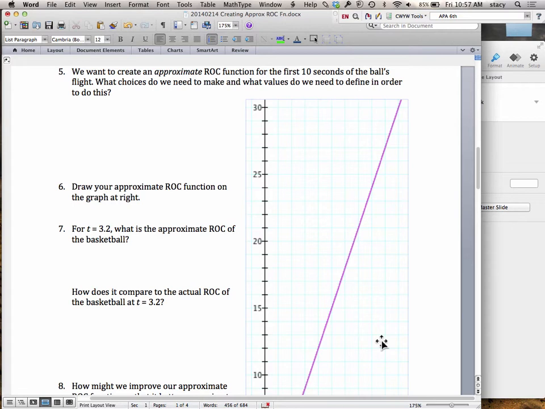Okay. All right. So again, the big picture idea was I gave you a rate of change function that is changing, right? That's the complicated situation. So this graph is a changing rate of change. I want to approximate it with a piecewise constant rate of change function. So if I'm going to do that, what choices do I need to make?